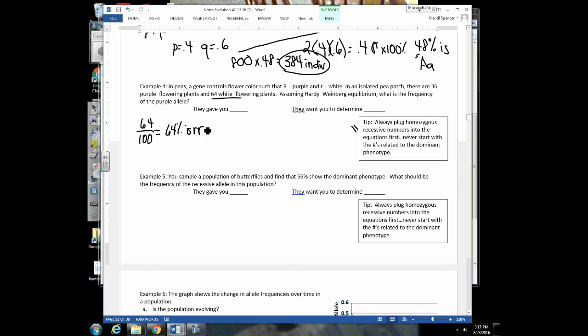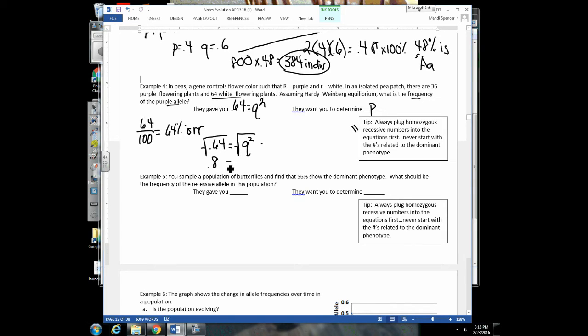So they're giving us 0.64 equals Q squared, because Q squared is the percent of the population that shows the recessive phenotype. Now, they want us to determine the frequency of the dominant allele. So they want us to determine P. So first, we need to be able to solve for Q. So if we take 0.64, and we're going to square root it, because if we square root Q squared, then we're just going to be left with Q. So the square root of 0.64 is 0.8.